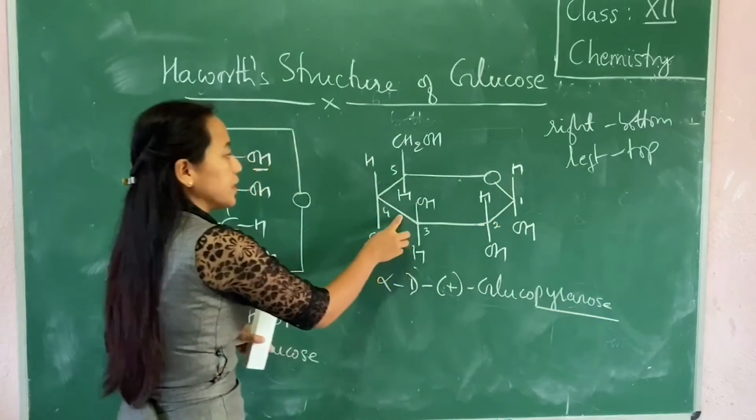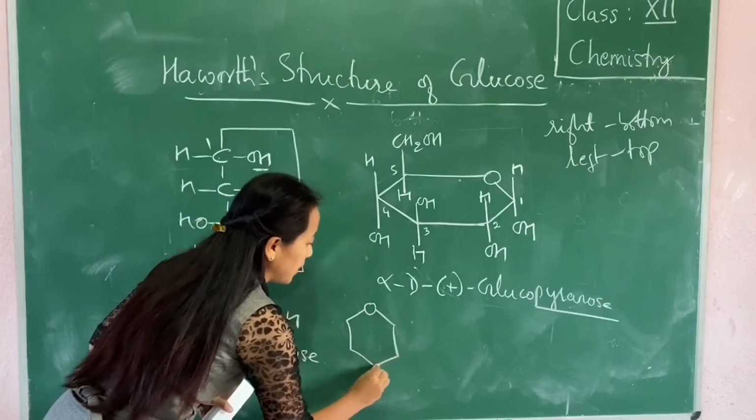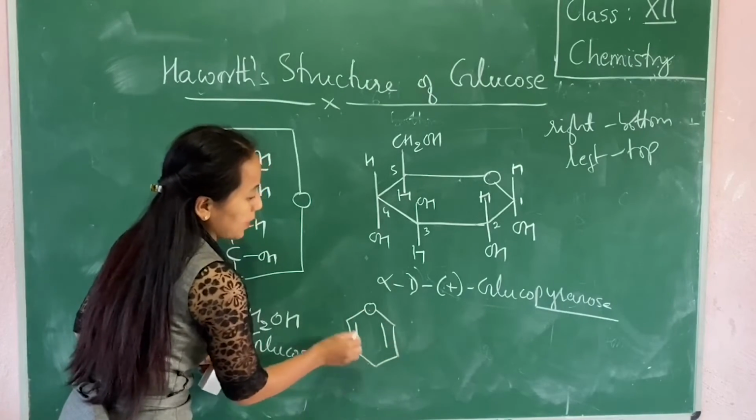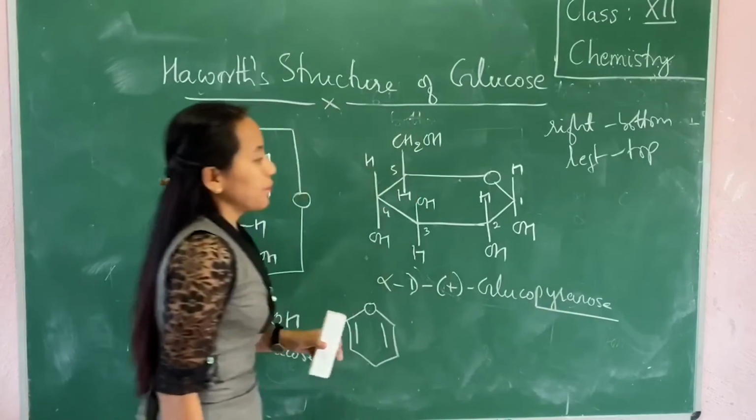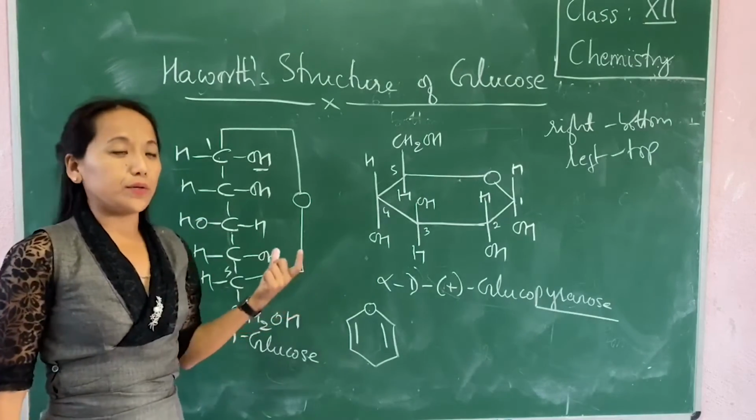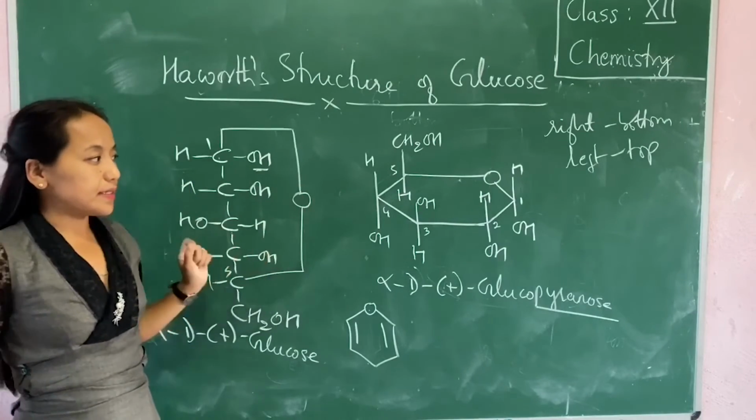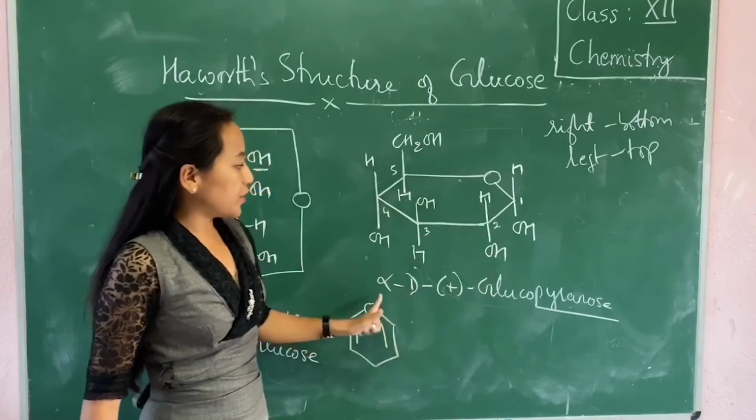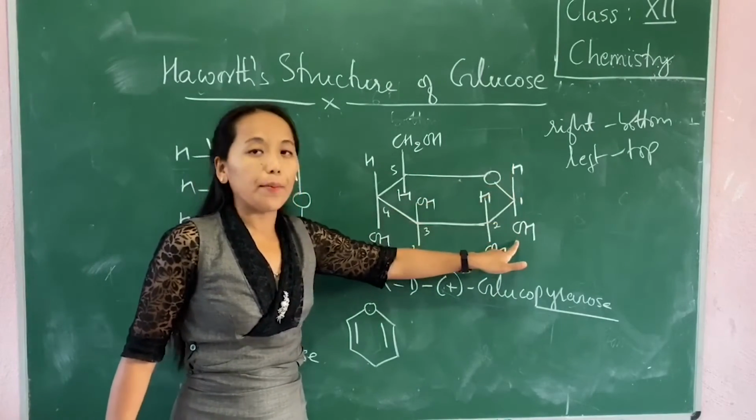Pyranose because this structure looks like the structure of pyrene. Pyrene is a 6-membered ring where you have 1 oxygen atom and 5 carbon atoms. So that's why this name is alpha D plus glucopyranose. So if you take the structure of beta D glucopyranose, this OH will be on the left hand side. So everything remains the same. Only thing is you have to change the position of OH and the H. In the case of beta D glucopyranose, OH will come on the top, this hydrogen will come at the bottom.